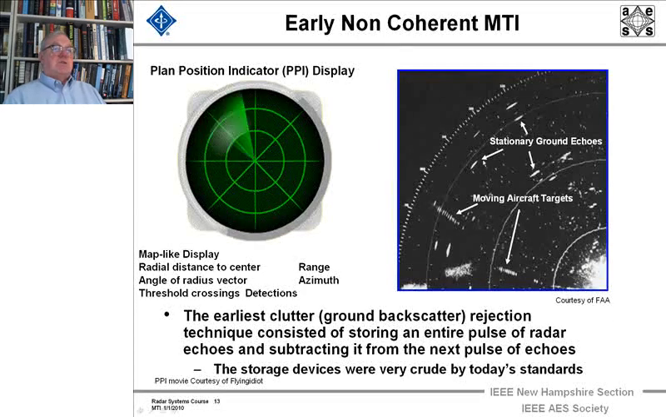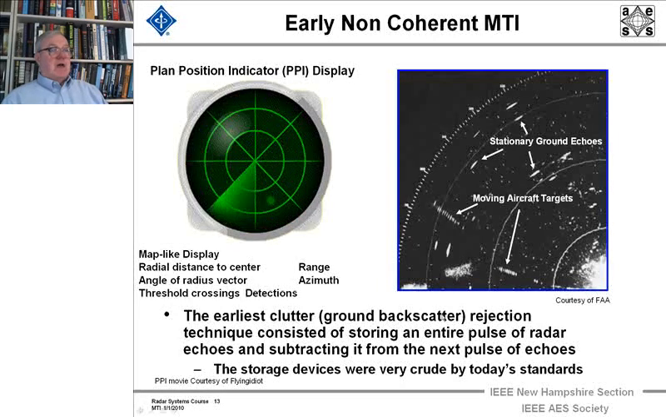And this is the upper left-hand corner of that PPI screen you saw before. It's used again and again. It's a map-like display, with radial distance to the center marked off in range, and the angle of the radius vector is the azimuth of the target. It's like you're looking down from high above the radar. And this would be a rotating antenna. And then you apply a threshold crossing to get detections.